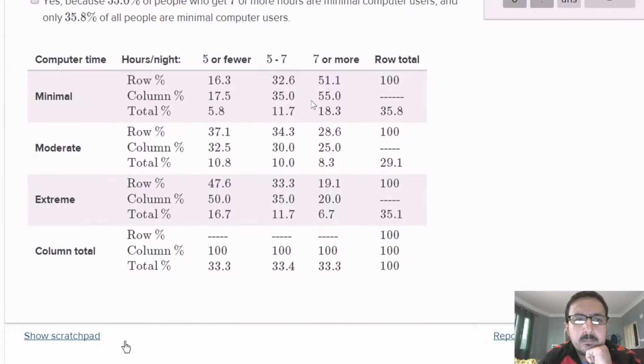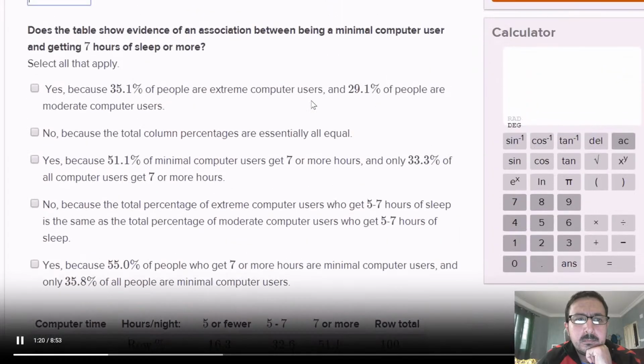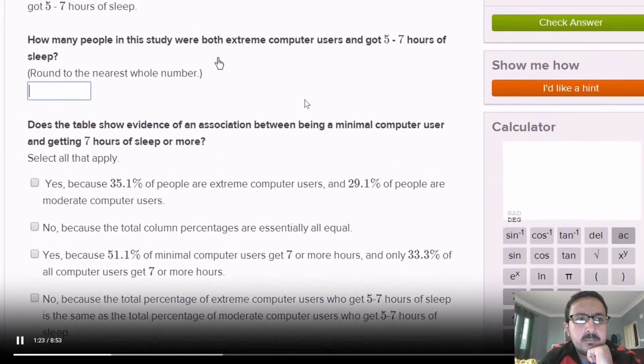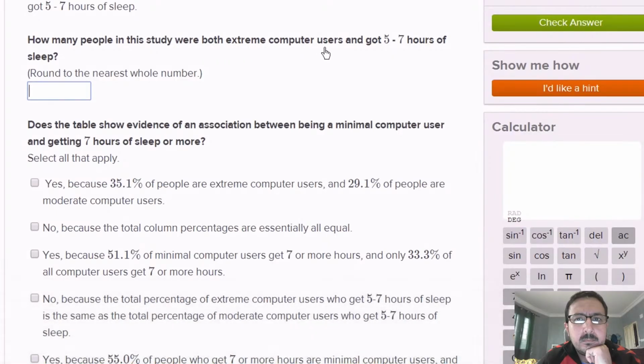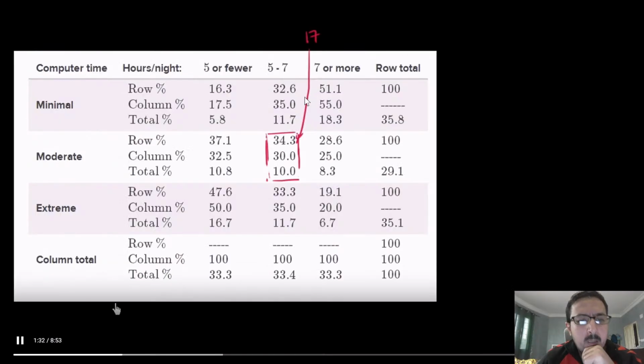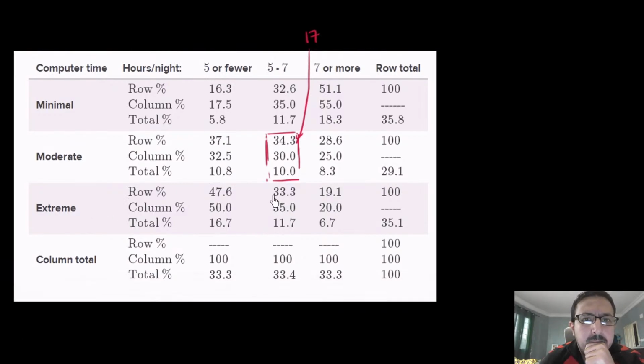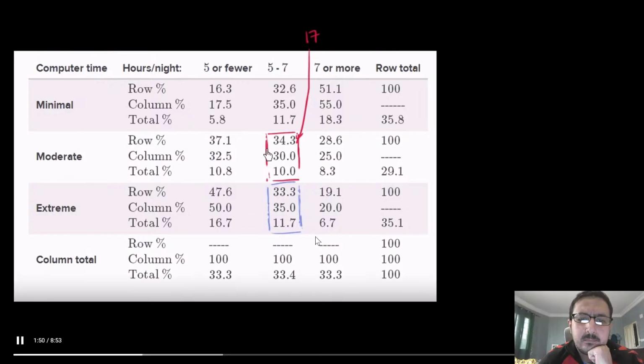Now what are they asking us? They're saying, how many people in the study were both extreme computer users and got 5 to 7 hours of sleep, rounded to the nearest whole number? So extreme and got 5 to 7. So they're saying how many people are in this bucket right over here. So how would we think about this? There's 17 people in this group. How many people are in this group?